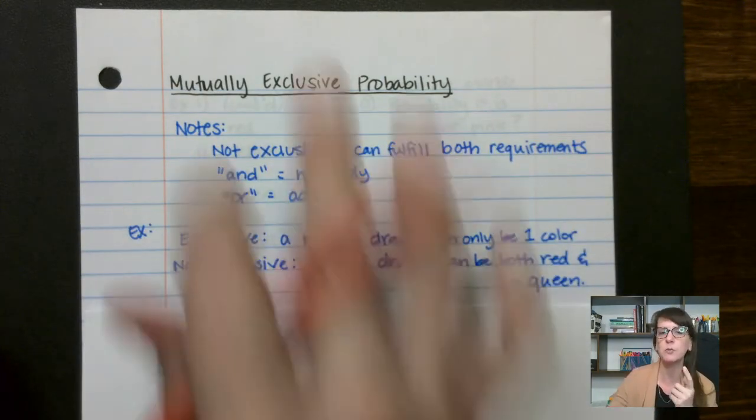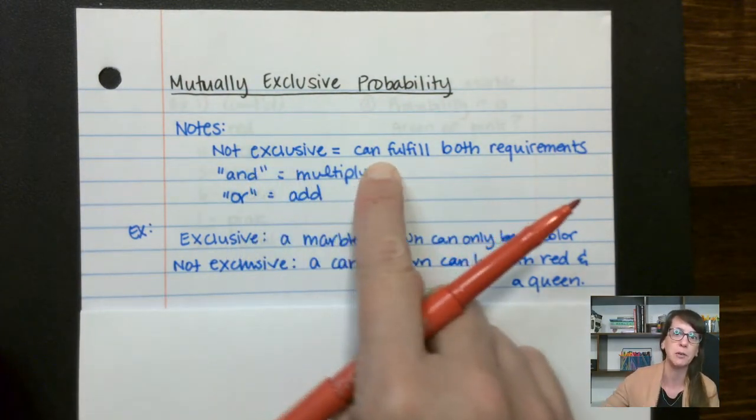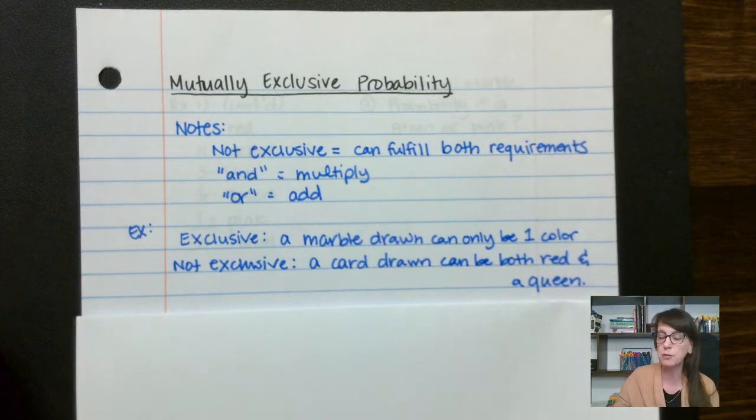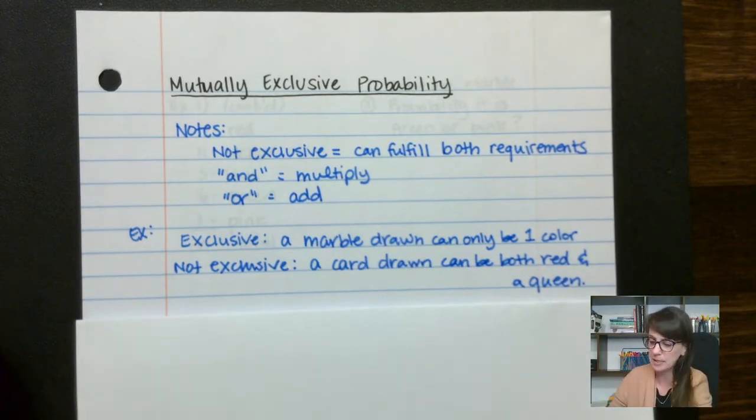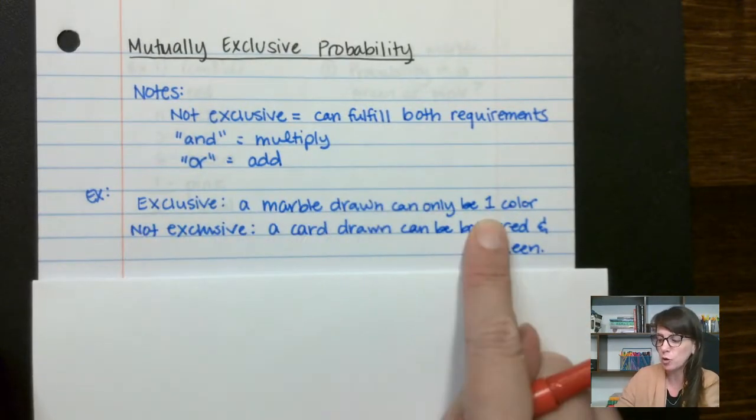Just pause the video and write all these down. And means multiply, or means add. Not exclusive means it can fill both requirements. Exclusive means it can only fill one of those requirements. So an example here, exclusive: a marble drawn can only be one color.